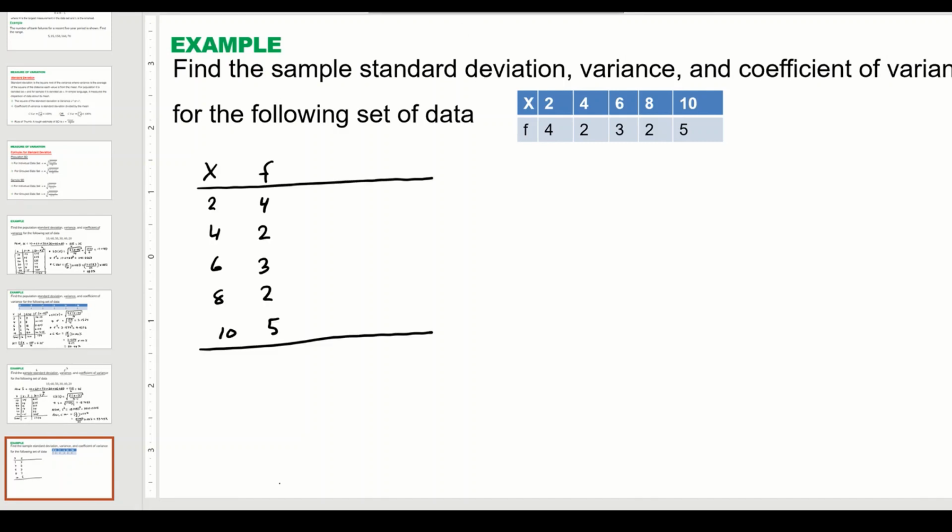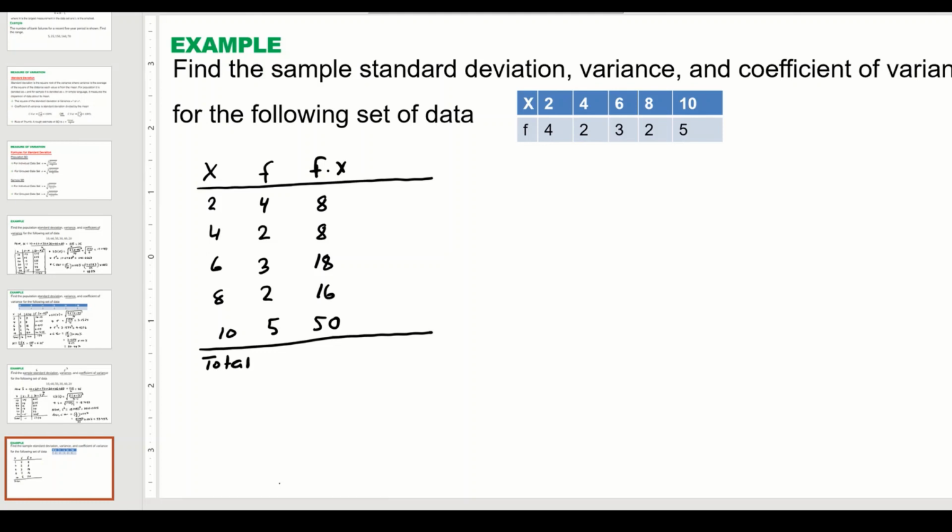Okay, next you need fx, f times x. We obtain that by multiplying 2 times 4, 8, 4 times 2, 8, 6 times 3, 18, 8 times 2, 16, 10 times 5, 50. Now let's find the total.